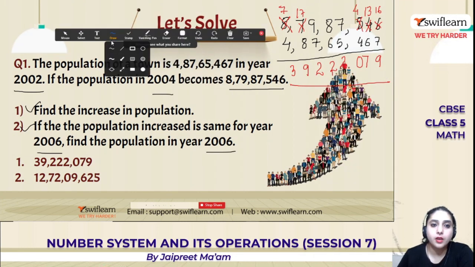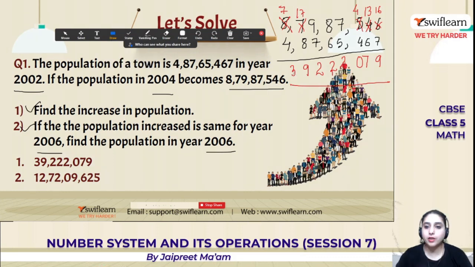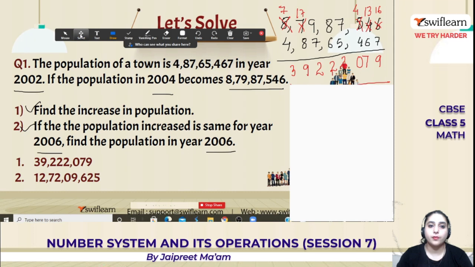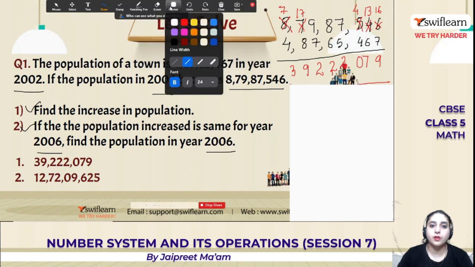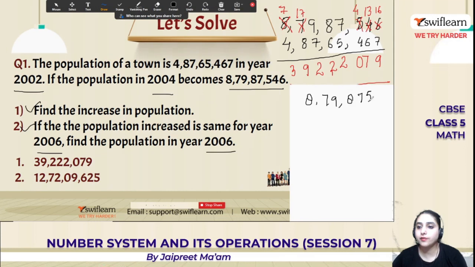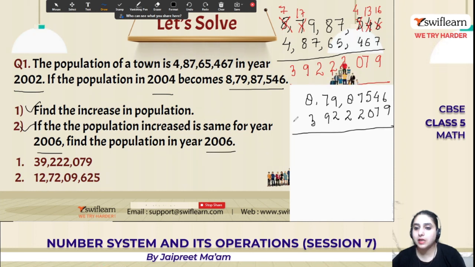So we have to now find out the population for the year 2006. So let's start adding. So I will write 8 crore 79 lakh 87,546, right? And we have to add this increase because the increase is same for the year 2006. Okay, so we have written the numbers and let's start doing addition.